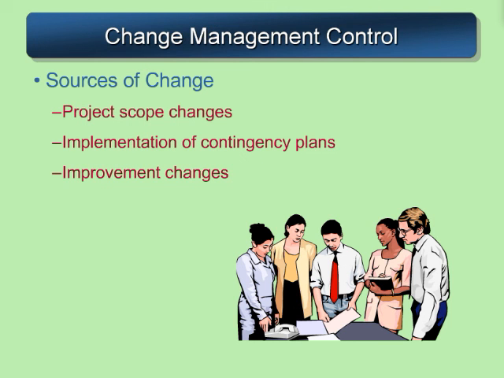We use the change management control process not only to take care of all the events that have come up in the risk management plan, but also to allow for scope changes to the project, and allow for those contingency plans to actually take place, because in many cases the project's going to change based on that plan implementation. And along the way there are always areas for improvement, and this change management control process allows for improvement changes to take place in a systematic way.